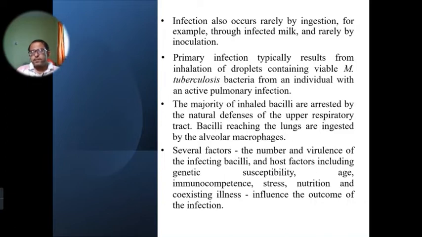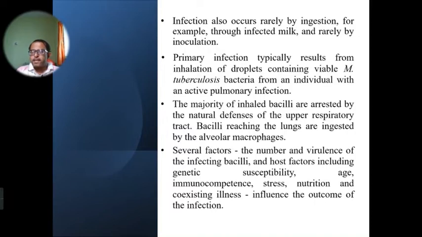If a person has pulmonary tuberculosis, and a healthy person comes in contact with that person, then the healthy person may get this primary infection, typically through the inhalation of droplet nuclei which contain viable Mycobacterium tuberculosis bacteria. The majority of the inhaled bacteria are arrested or taken down by the natural defense system of our upper respiratory tract.